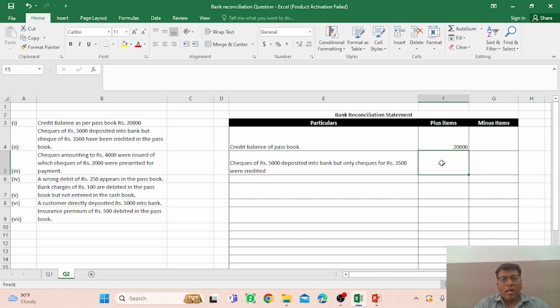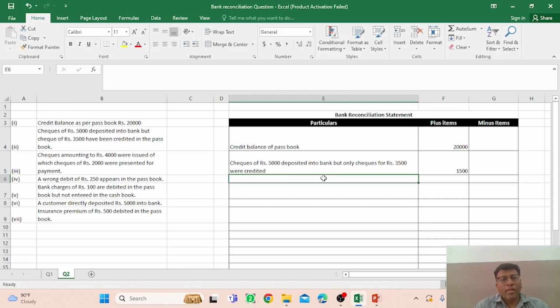So in the opposite book, that is the cash book, this is the transaction that 3,500 was credited in the passbook, but the organization assumes that 5,000 rupees should be there in the bank. Okay, so there is a particular balance in the cash book of rupees 5,000, but in the passbook you find 3,500, a difference of 1,500, right? So you have to go in the plus item because of this difference, right?